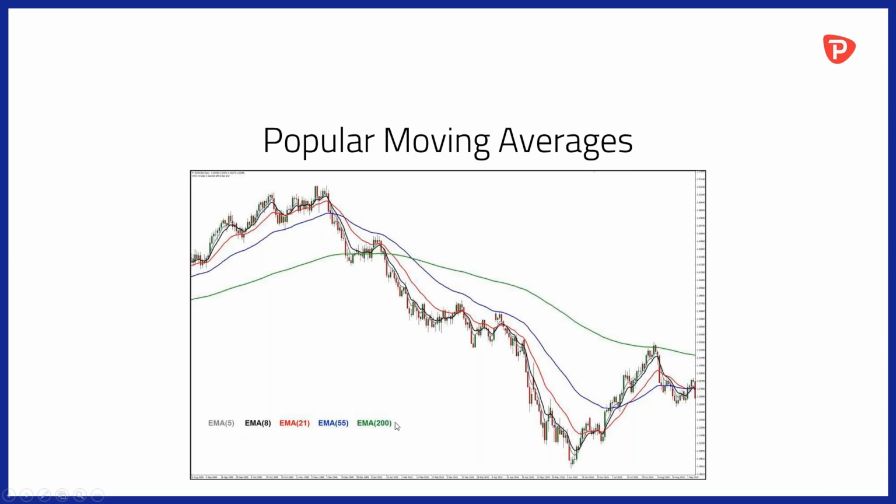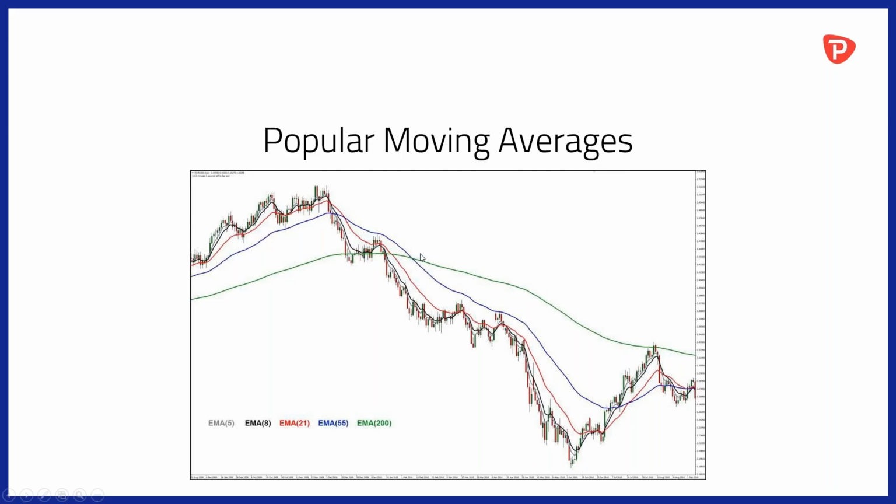So here we can see an example. A 5 and an 8 are a very popular fast-moving average number. We use them mainly because they're Fibonacci numbers. We do like to use Fibonacci numbers whenever we can.